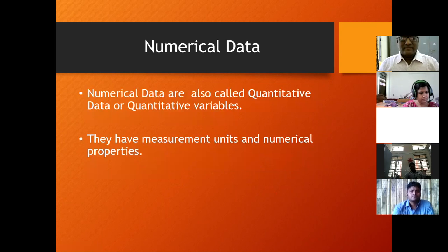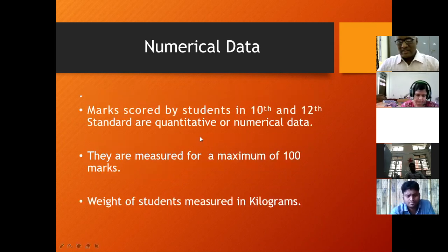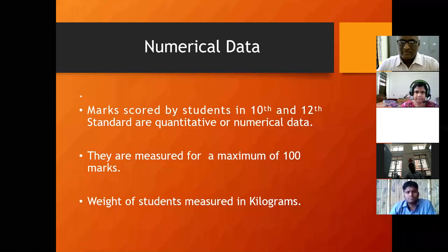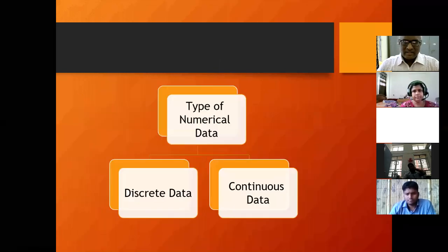Numerical data are also called quantitative data, quantitative variable. They are measured in terms of numerical values, such as marks scored by the students, salary income of the people, employees in an organization. They are measured in numerical values. Marks scored by students in 10th standard and 12th standard are quantitative and numerical data. They are measured for a maximum of 100 marks. Suppose weight or the height of the students, they can also be measured in terms of numerical values. These are the category of numerical data.